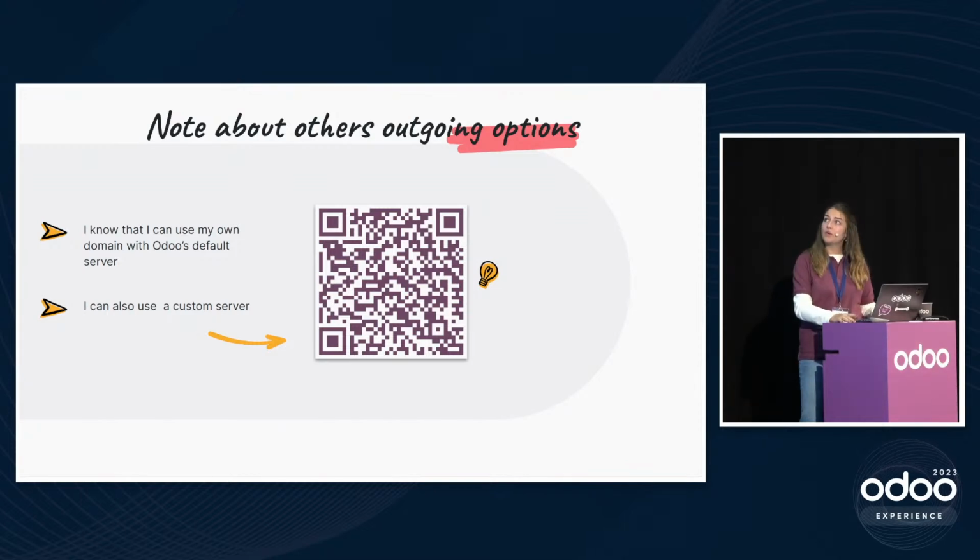So now a note about other outgoing options. We saw that we can use your domain with Odoo's default server, but you can also use your own server depending on your needs. Let's see how to do that. Don't hesitate, once again, to follow our documentation.